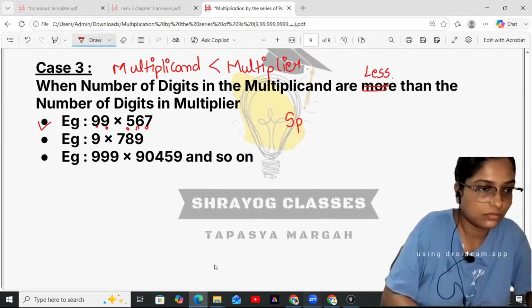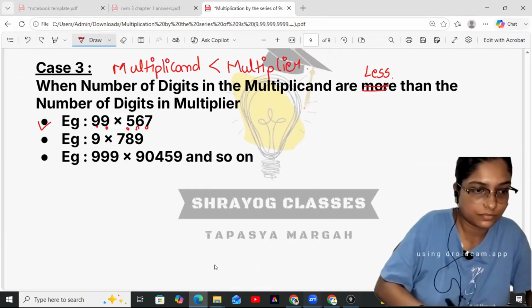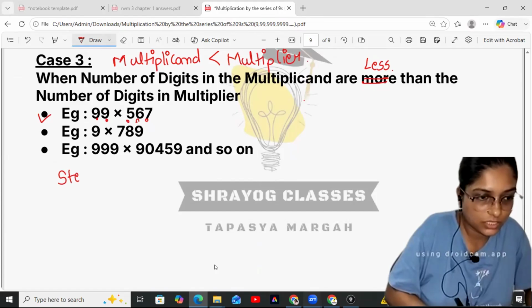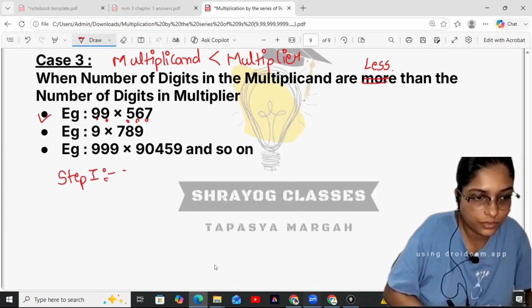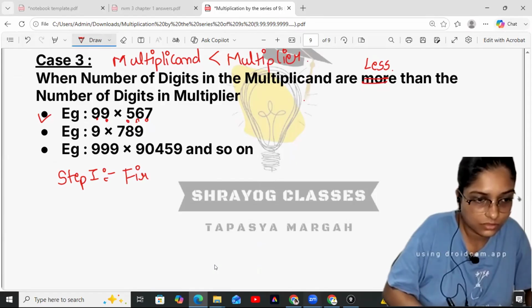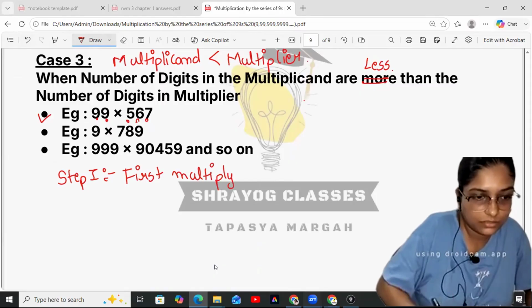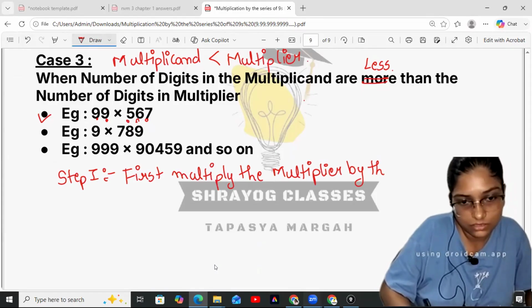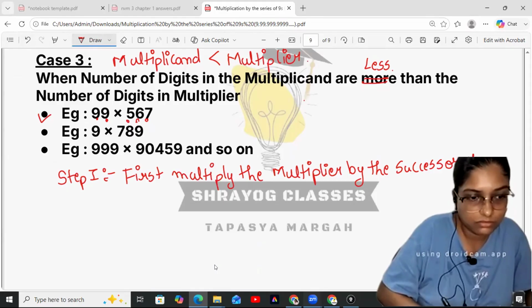step 1. You can write these steps down to solve such questions. Step 1, first multiply the multiplier by the successor of the multiplicand.